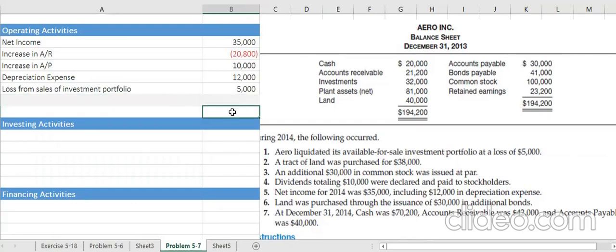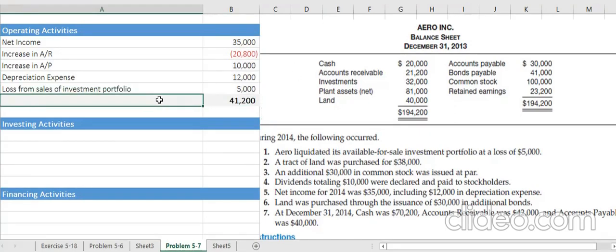So let's calculate the net cash flows then. The net cash flow from operating activities will be 41,200.